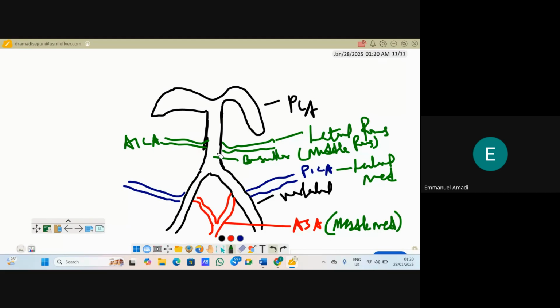You already know what the posterior cerebral artery does. It supplies the occipital lobe. That is the one that, when it's affected, the person has loss of vision in the contralateral eyes.